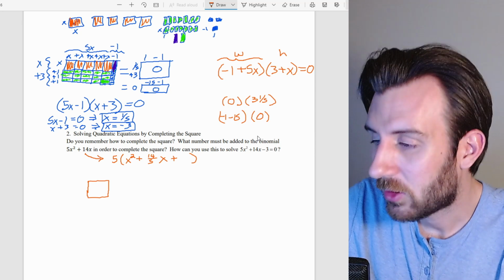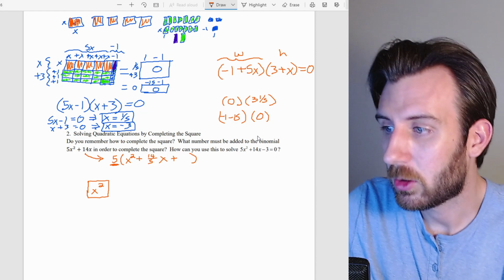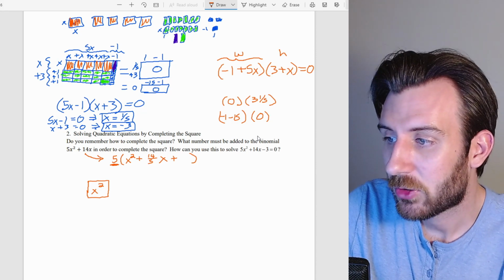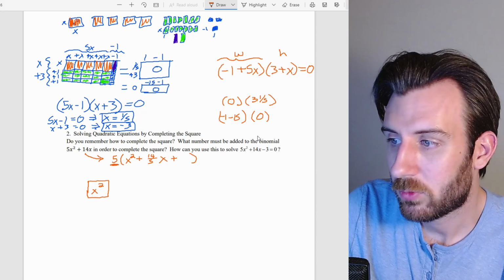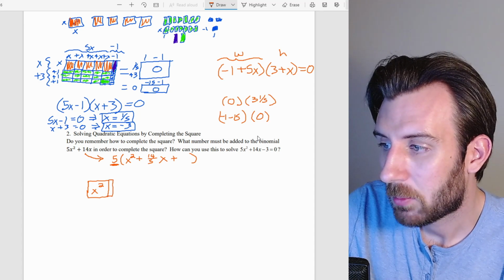If I have an x squared, that's going to be the one that's right here. Well, we'll hold off on the 5. We can always draw more of these in a little bit. But this 14/5 of an x, well, why don't we just kind of brute force this one? We'll put 7 of those fifths up here.